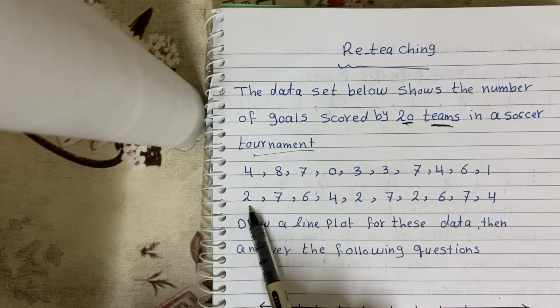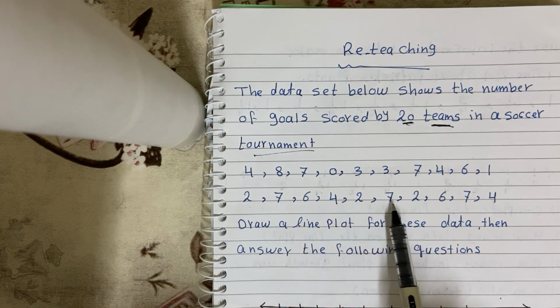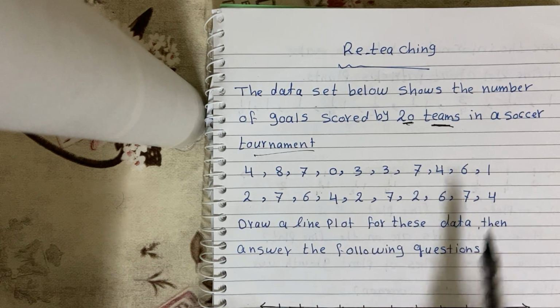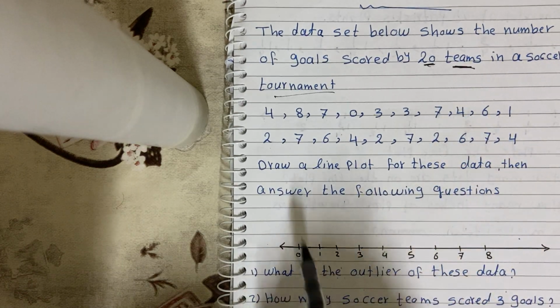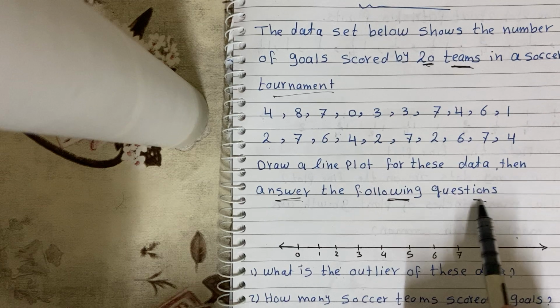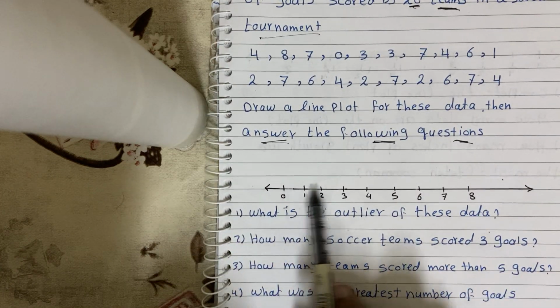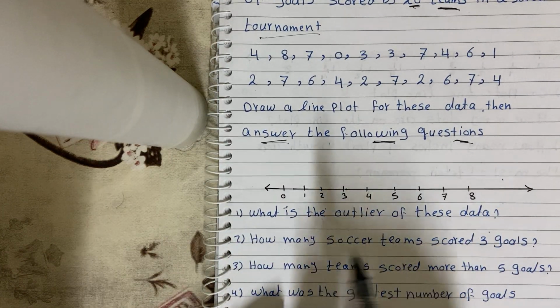4, 8, 7, 0, 3, 3, 7, 4, 6, 1, 2, 2, 7, 6, 4, 2, 7, 2, 2, 6, 7, 4. Draw a line plot for this data, then answer the following questions. Here's the line plot. Let's start.